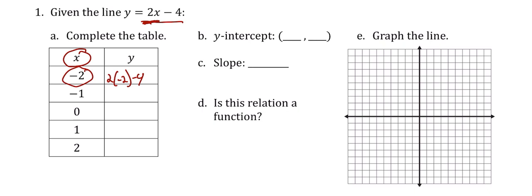And this first one I'm going to show the work, and then I'm not going to show the work anymore. 2 times -2 is -4. Minus 4 gives us -8. So I'm going to just put for the y coordinate -8. The rest of the problems we're going to do with mental math.